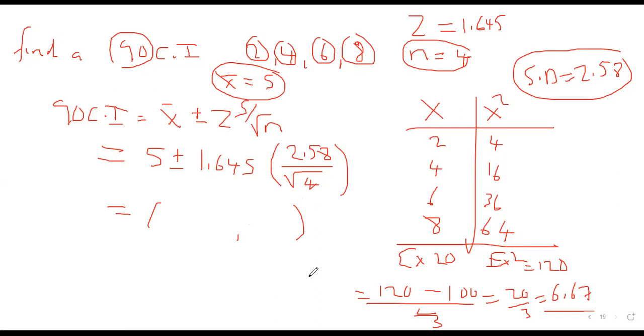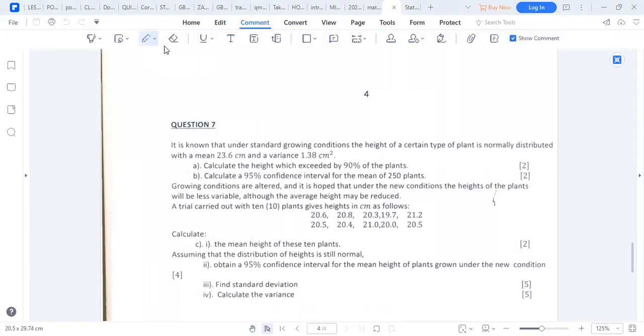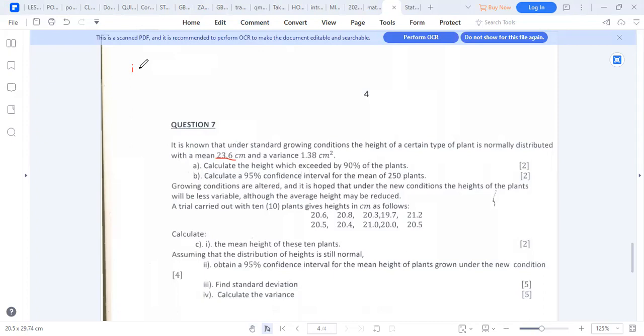Okay. Now, for you, Lisa, let me take you to exam questions so that you see how your papers come. So let's help her in understanding where we're going to apply. Let's look at this question here. It is known that under standard conditions, the height of a certain type of plant is normally distributed with mean 23.6. So what are we given there? Our mean is 23.6, right?